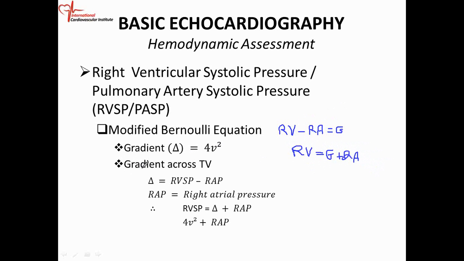Again, the modified Bernoulli equation, gradient is equal to 4v squared. We look at the gradient across the tricuspid valve. A gradient, or pressure difference, we talk about the RV systolic pressure minus the right atrial systolic pressure. So that's right atrial pressure. If you rearrange your equation, the RV systolic pressure is equal to the gradient plus your right atrial systolic pressure.